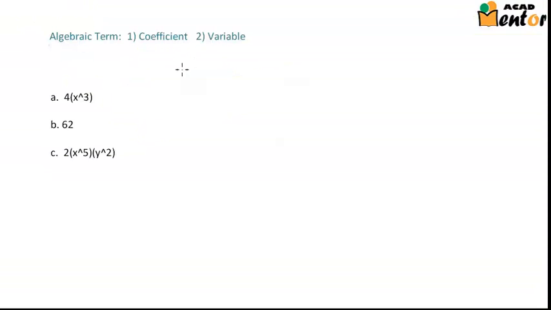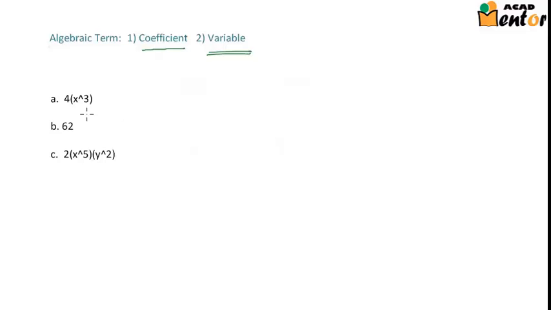Before moving on to polynomials, let us quickly see what are algebraic terms. So an algebraic term has two parts. One is coefficient and the second part is variable. So let's see a few terms and then we will divide them into coefficient and variable part. The first term is 4x to the power 3, and the coefficient part in this term is the number 4 and the variable part is x raised to the power 3.